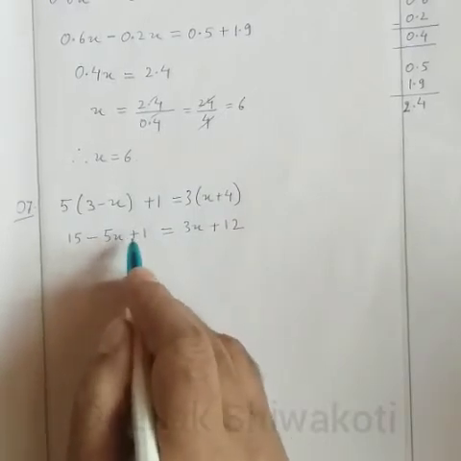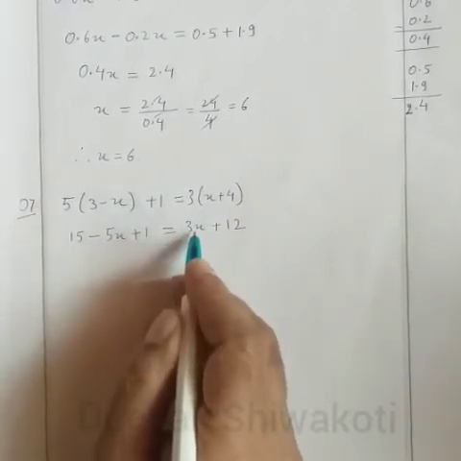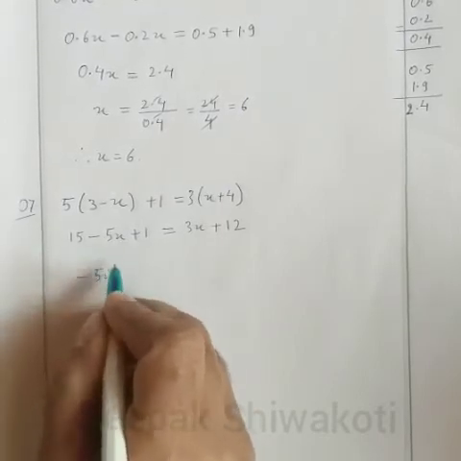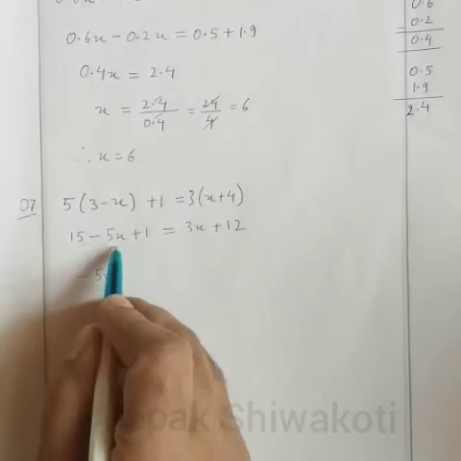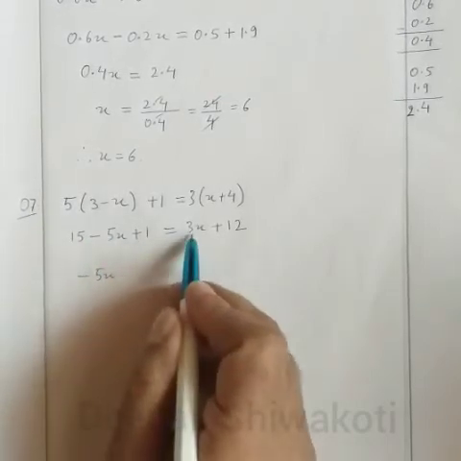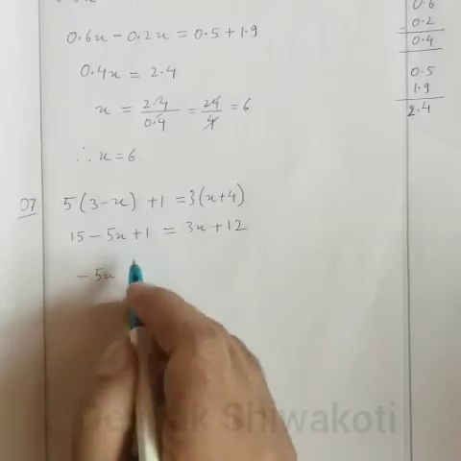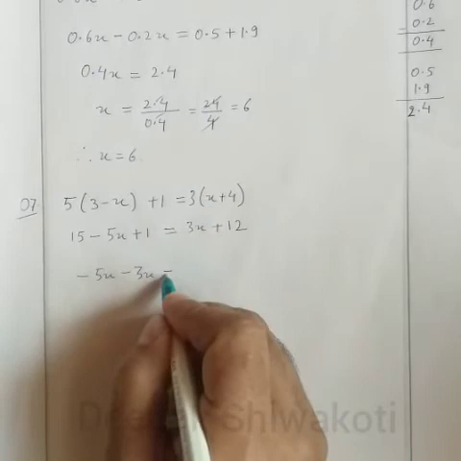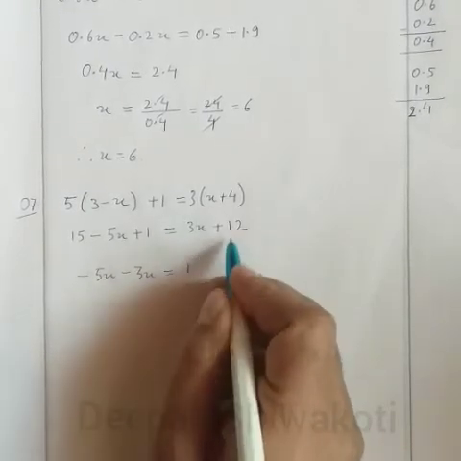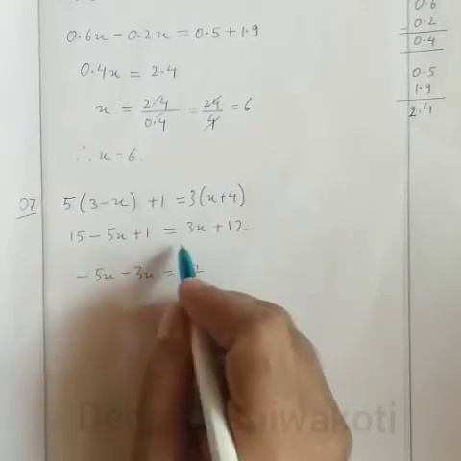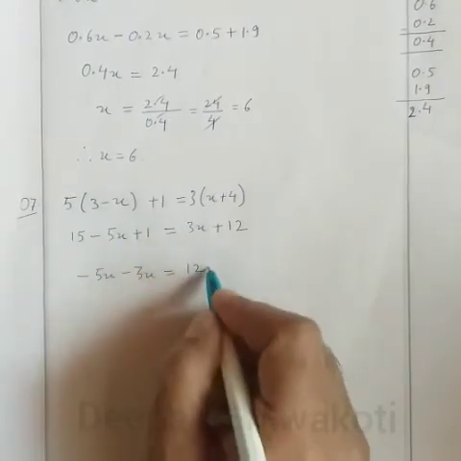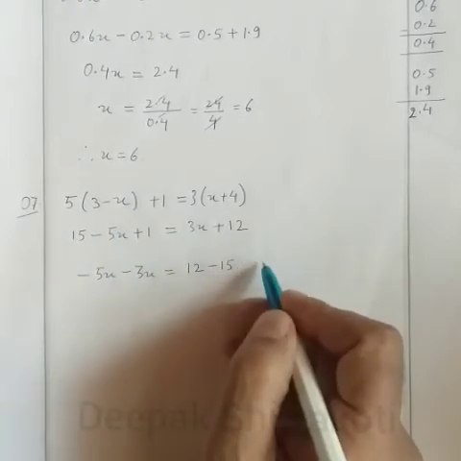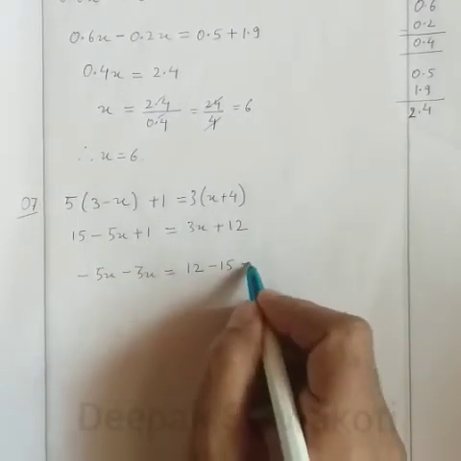Now this variable quantity, let us keep it on the left hand side: minus 5x, along with the sign we have to write, that is minus 5x. This plus 3x, when it comes to this side, will become minus 3x. And all the constants on one side: 12, and this 15 will be minus 15 when it comes to the right hand side from the left hand side, and plus 1 becomes minus 1.